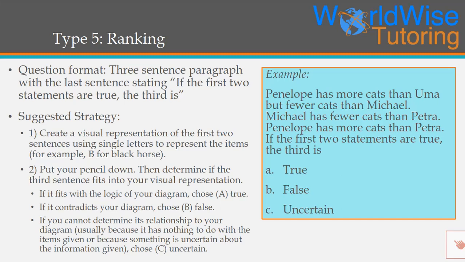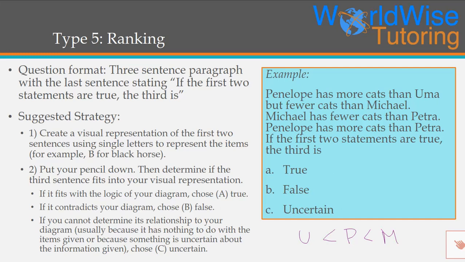So let's take a look at the first 2 sentences. Penelope, I'll write that as a P, has more cats than Uma. I'll do a greater than symbol, technically less than, but pointing at Penelope, and then I'll write U for Uma. But fewer cats than Michael. So Penelope has less than Michael. I like to keep them together in one visual representation if possible.